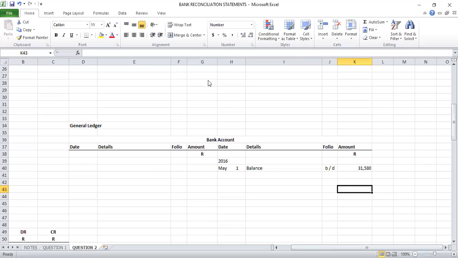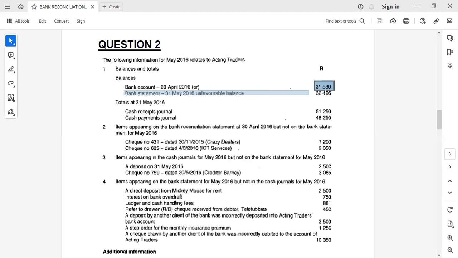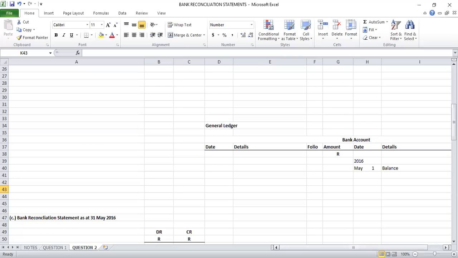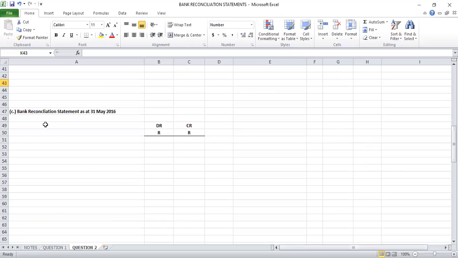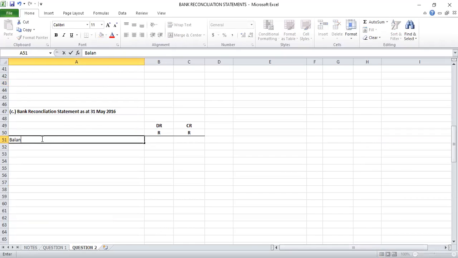Then next, our bank statement balance, unfavorable, at 32,126. And this is this month. Remember, we're in May. This is 31 May 2016. The balance as per bank statement is the first item in our bank reconciliation statement. Right, so we have our balance as per bank statement.